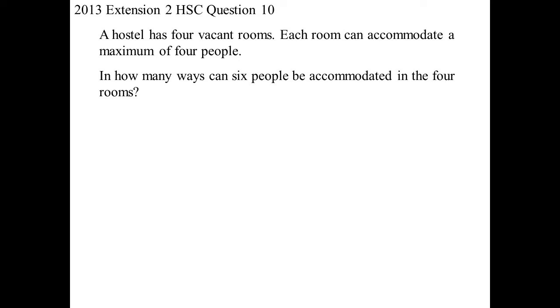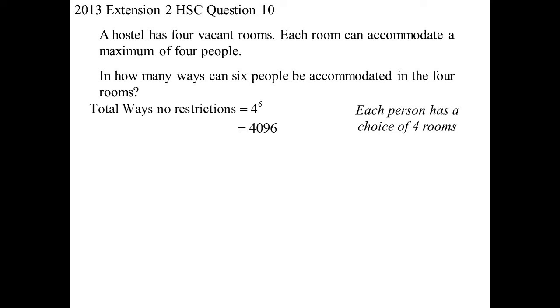Also from extension 2. A hostel has 4 vacant rooms. Each room can accommodate a maximum of 4 people. In how many ways can 6 people be accommodated in the 4 rooms? Right, well, if there were no restrictions, there would be 4 to the power of 6 ways. Because the first person could come along and say, oh, I'm going to choose that room. They've got 4 choices. Second person would come along, I'm going to choose that one. They've got 4 choices. All 6 of them would have 4 choices. So 4 to the power of 6.